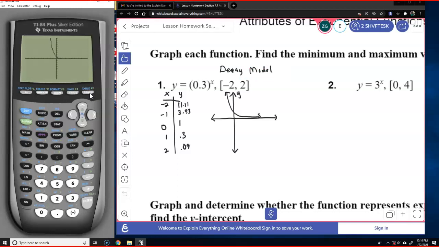And I'm going to highlight the max. This is the max, at -2, 11.11, and the min is going to be at 2, 0.09. So it's going to be right here. So our min is going to be at 2, 0.09, and at this point it's going to be -2, 11. So this will be the max, and this is the min.